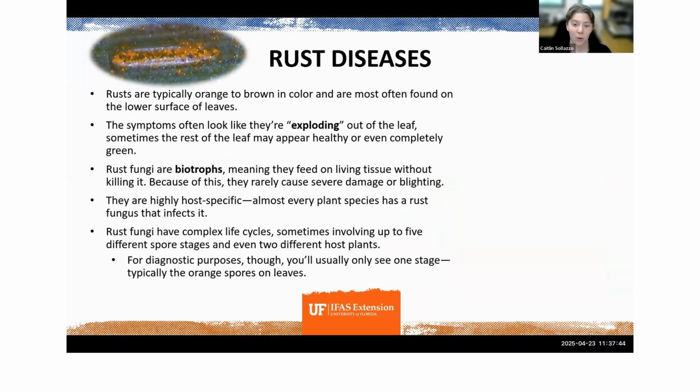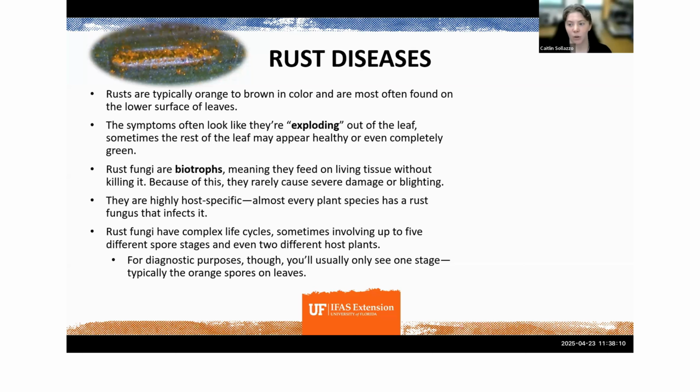All right, we're going to start with one of my favorites, and this is rust. I love rust because I just find it pretty. I love the color orange. That's my favorite color, orange. So I just love rust. So when it comes to rust, they are typically orange to brown. So the one we have up here is very bright orange. I'll show a different example later on that's more of a brown color.